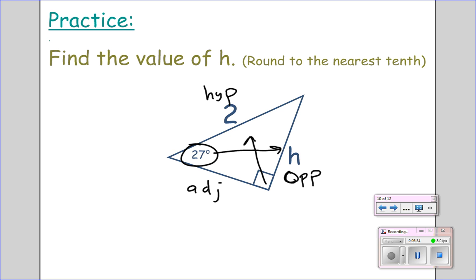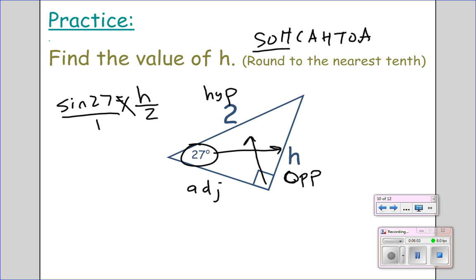All right, the second question you need to ask yourself, what side am I given? You're given your hypotenuse. What side do you need? Your opposite. So what involves O and H? Well, that's sine. So it's going to be sine of 27 equals your opposite, which is H, over 2. Cross multiply, 2 sine 27 equals H, and just plug it into your calculator. So H equals 0.9.